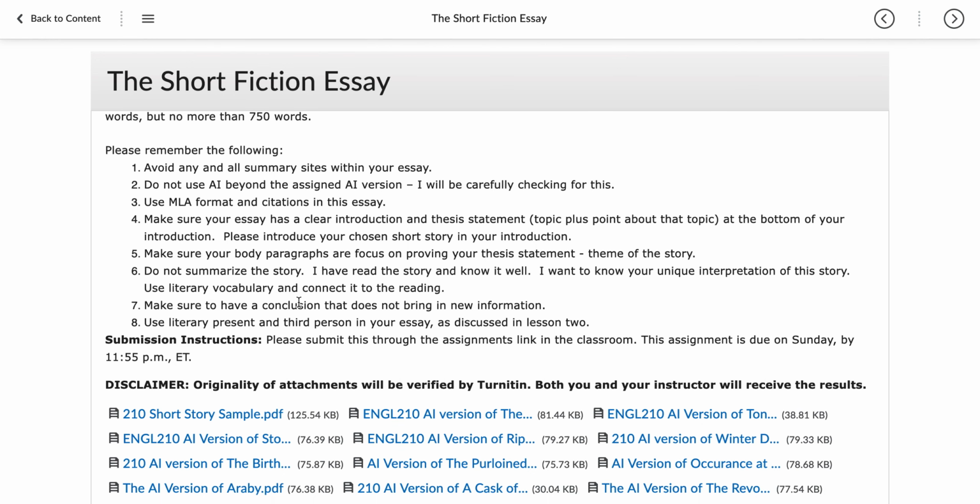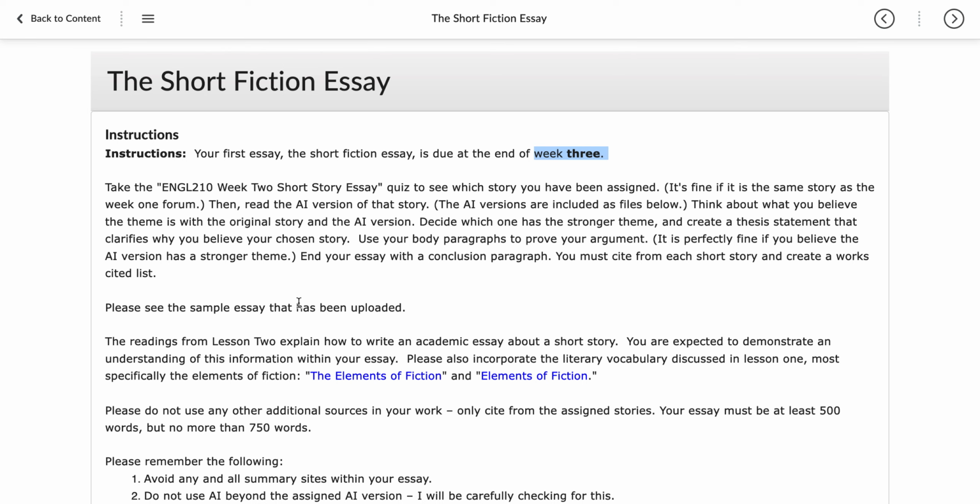Obviously, no summary sites. And then what I want you to do is read both of the stories, and decide which one has a better theme, which one has a better point. This is not an opinion essay. This is not you saying which one do you prefer. This is an essay where you say which one has the easier to understand or better point, better theme, better moral. So for this, you would write an essay about The Most Dangerous Game, comparing and contrasting.